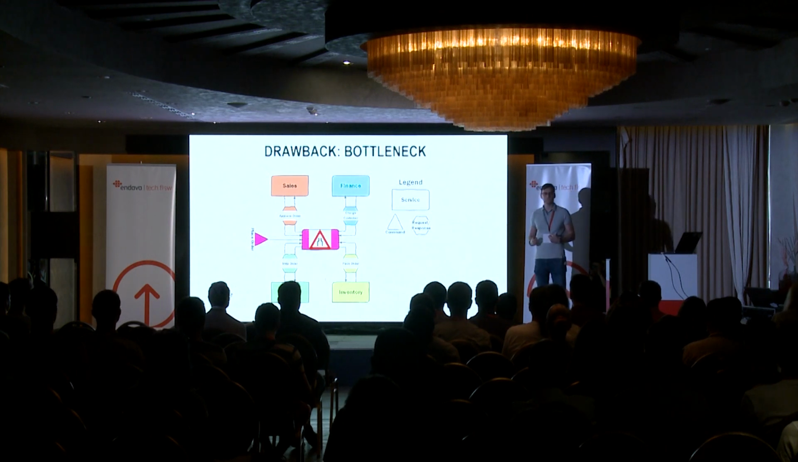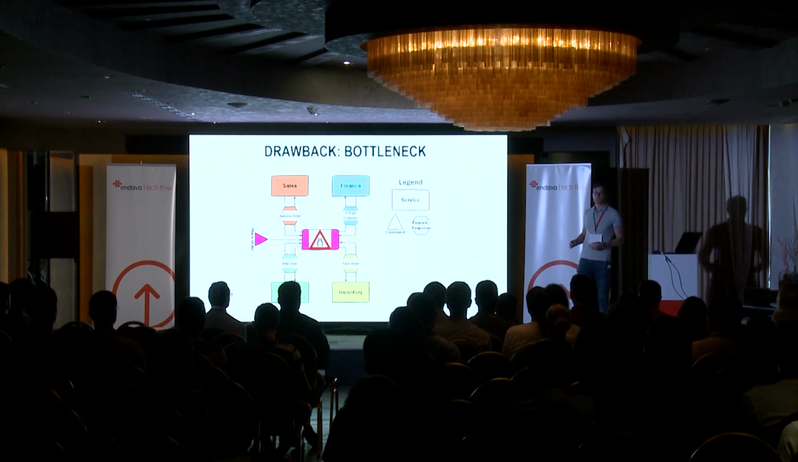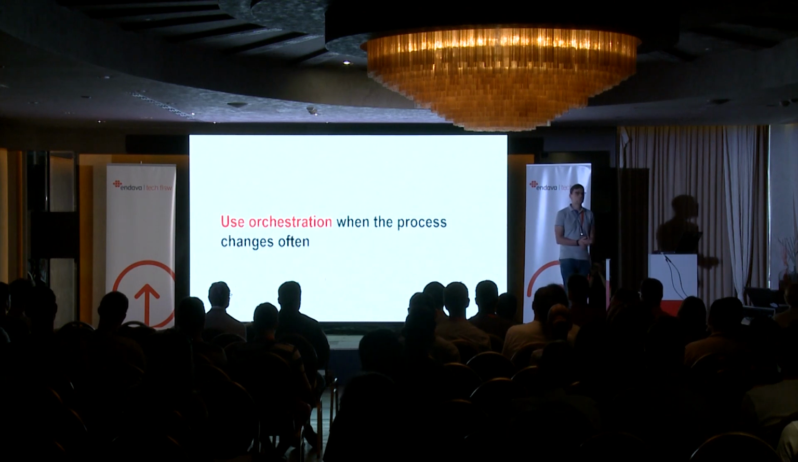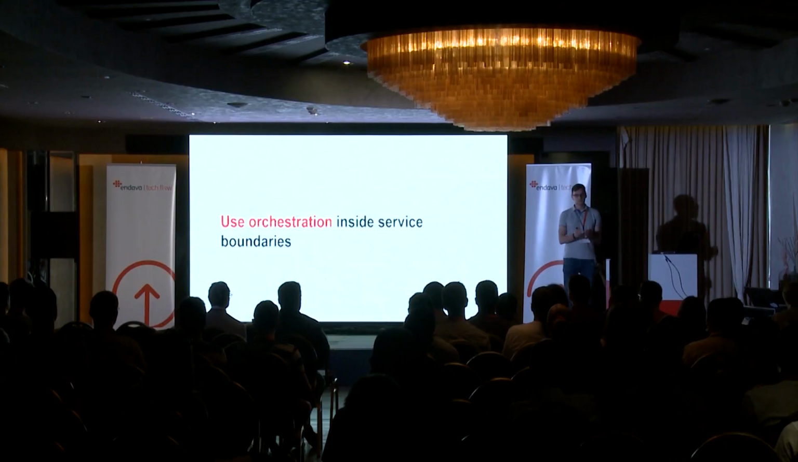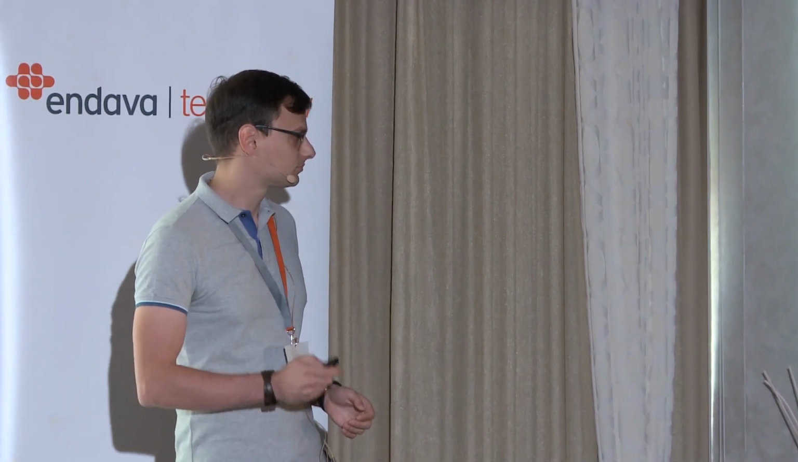And of course, since we have a central component in our architecture, this order service can become a performance bottleneck because it will handle a lot of messages. So we need to ensure that this does not happen. So some tips: use orchestration when the process changes often because it's easier to change. Use orchestration inside service boundaries. Coupling is more okay inside service boundaries or bounded context boundaries than outside of them.